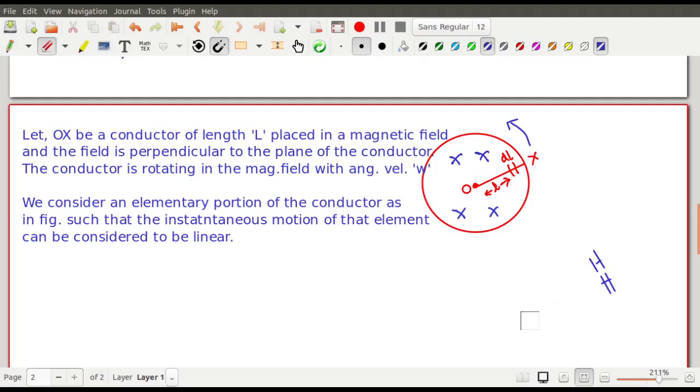You see that it appears to be what type of motion? What type of motion does it appear? Does it appear to be a circular motion? Does it appear to be a part of a circle? No, it appears to be a motion in a straight line.